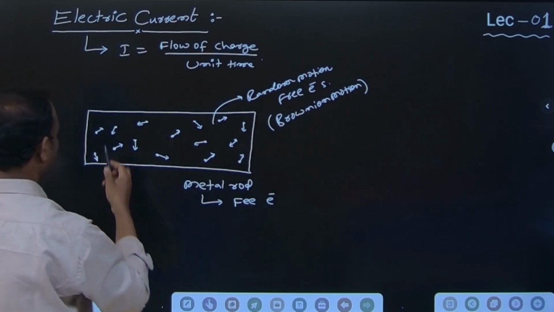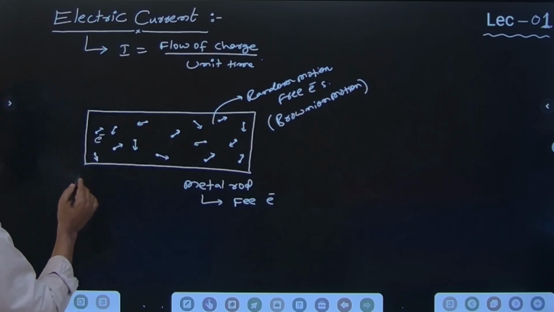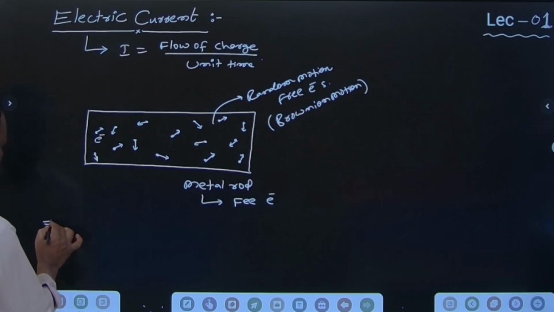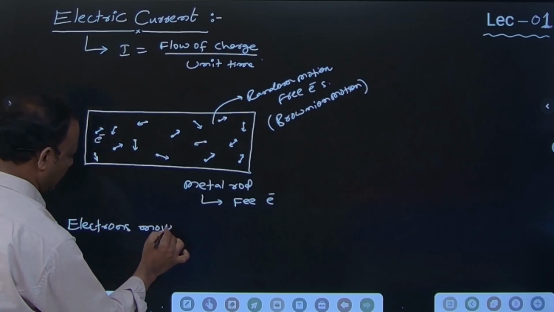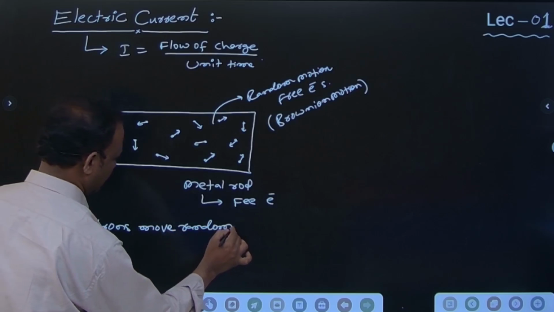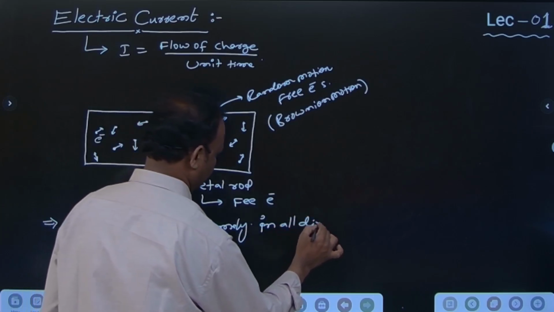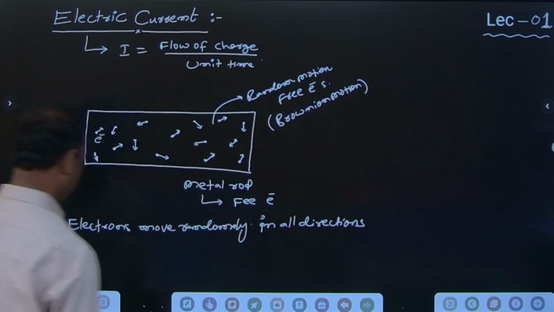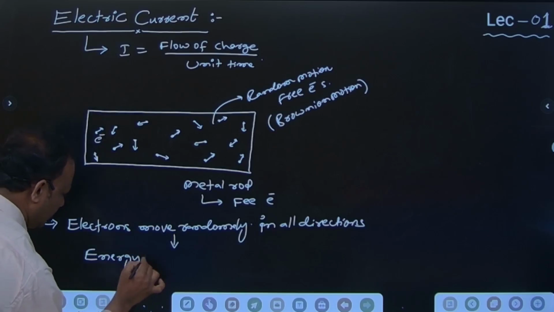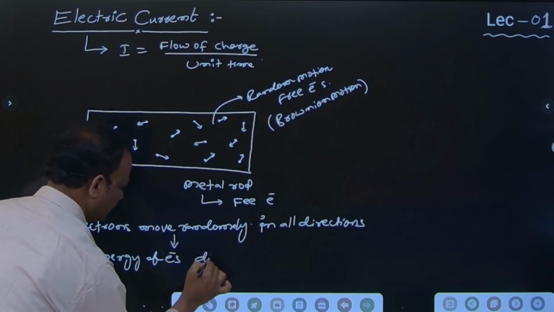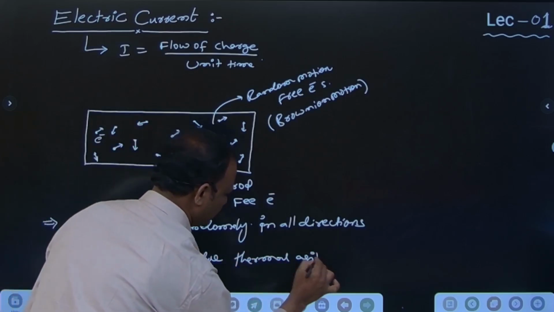Slowly, these electrons carry energy. The electrons move randomly in all directions, and the energy of the electrons is due to thermal agitation.